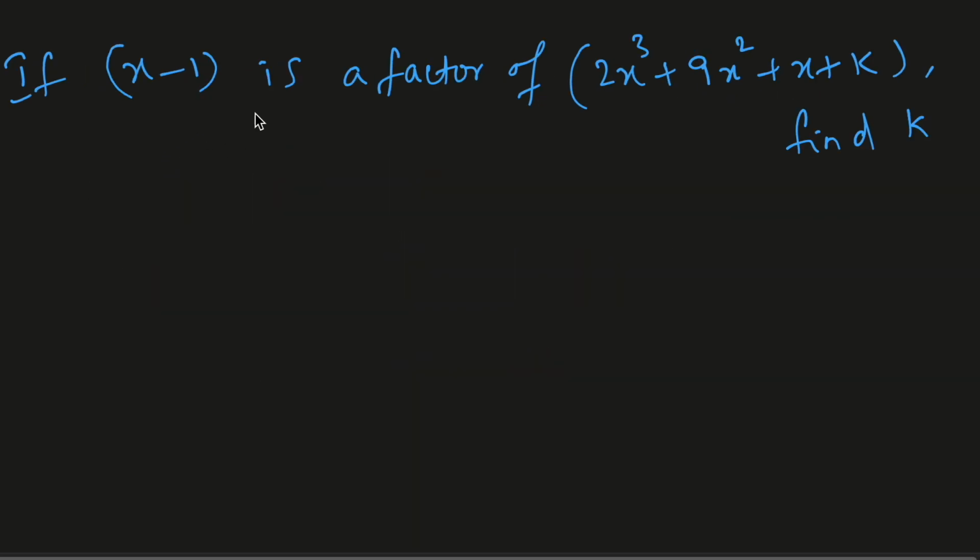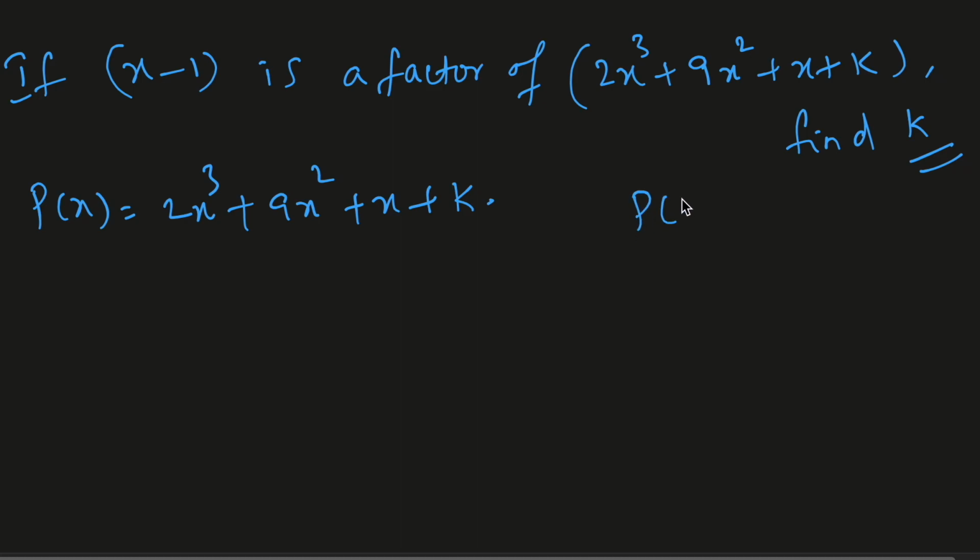If x minus 1 is a factor of 2x cube plus 9x square plus x plus k, find k. Here it is already given that x minus 1 is a factor. So by using the factor theorem, you should find the value of k. Let us take p(x) as 2x cube plus 9x square plus x plus k. It is given that x minus 1 is a factor. According to the factor theorem, if x minus 1 is a factor, p(1) is going to be 0.